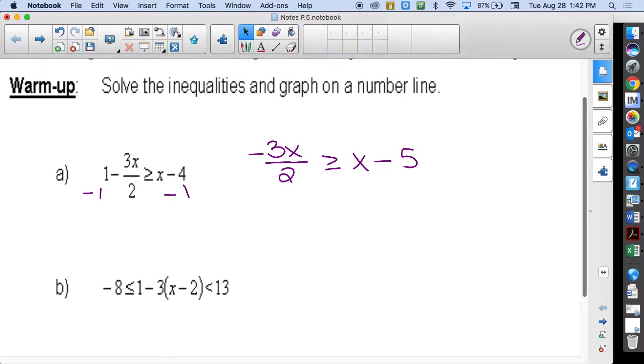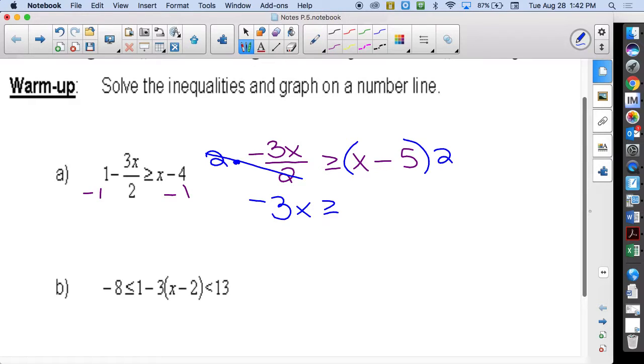So good first step, combining the numbers together. If you didn't want to deal with that fraction, what could we do so we didn't have to deal with the fraction? Multiply both sides by 2. Yeah, multiply both sides by 2. So let's get rid of that fraction. Multiply the left by 2. Make sure you're multiplying all of the right by 2 because it's x minus 5. So the fraction is gone. We have negative 3x greater than or equal to, and then distribute 2 through, 2x minus 10.